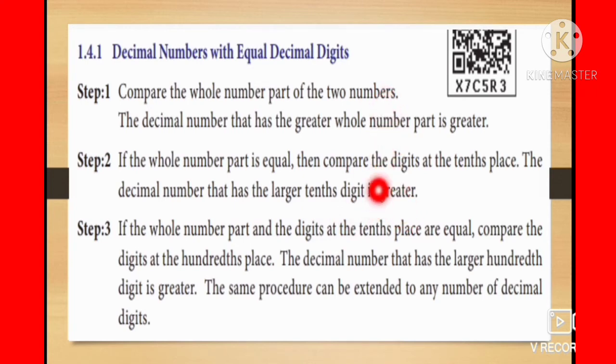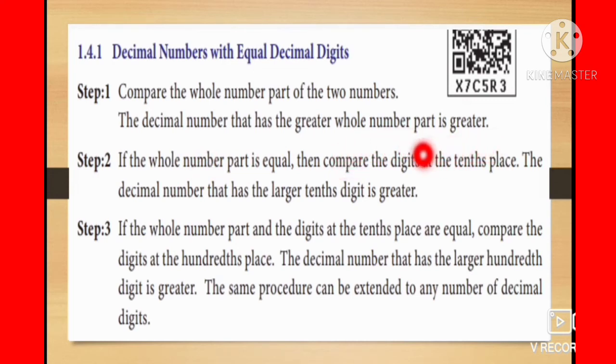So in these two steps, we can notice that first we have to compare the whole number part in both the decimal numbers. If we can find the greater number when comparing the whole number part, then we can say that the decimal number that has the greater whole number part is greater.